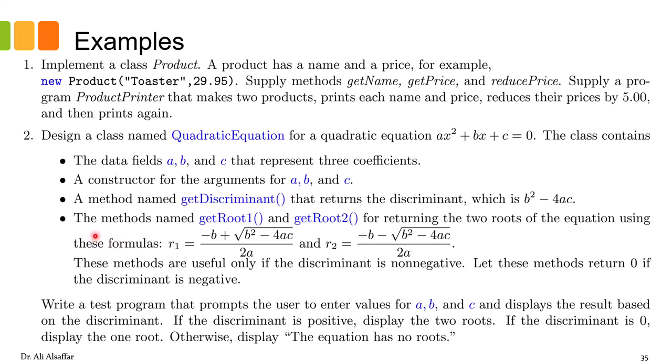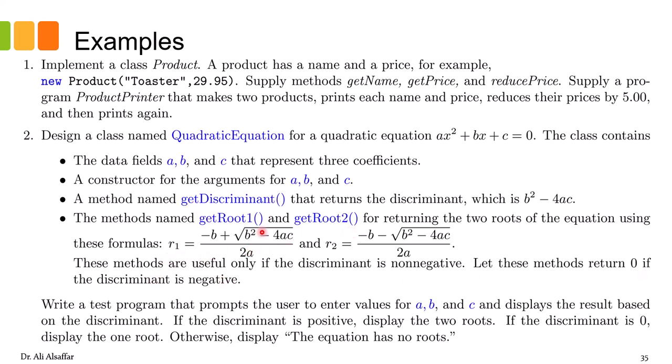Also, we need to define two methods, one that will give us the first root, and the second that will give us the second root. To calculate the first and second root, we use these two equations. So we have square roots, one with minus b plus the square root, and here we have minus. But this depends on the value of the discriminant. These methods are useful only if the discriminant is non-negative. Otherwise, we will have imaginary solutions. Let these methods return 0 if the discriminant is negative.